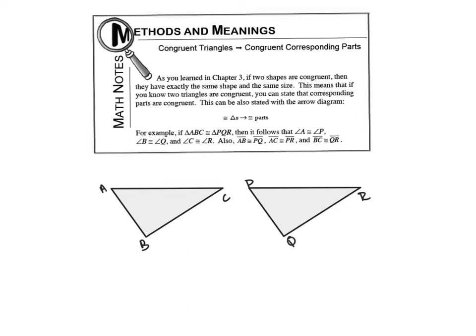As we learned in Chapter 3, if shapes are congruent, that means they have the exact same shape and the exact same size. So if I know that these two triangles here are congruent, that is, if triangle ABC is congruent to triangle PQR, I know that all parts are congruent. So every corresponding part in triangle ABC is congruent to the corresponding part in triangle PQR. This is a really powerful tool because once I can prove triangles are congruent, then I can get a bunch of different facts that come from that conclusion.